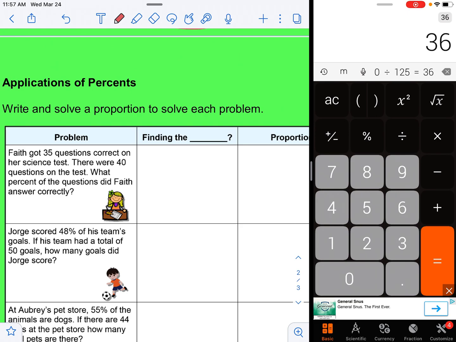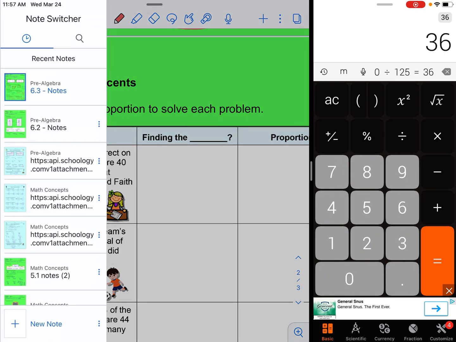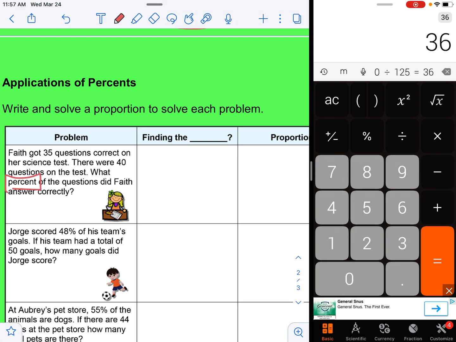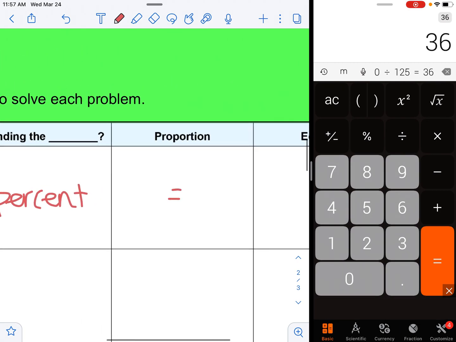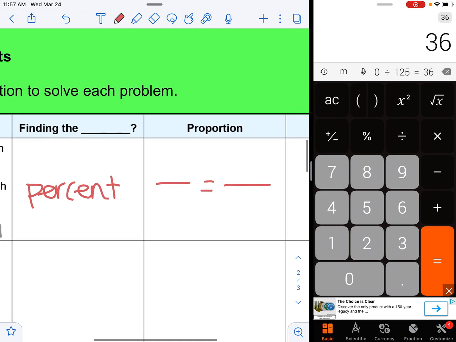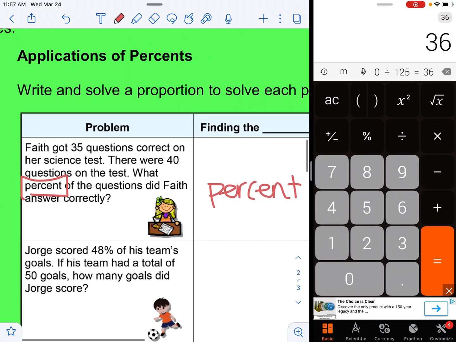Alright, so let's figure out what we're finding. Are we finding the part, the whole, or the percent? Right, it tells us, we are finding the percent. What percent of the questions did Faith solve correctly? So, this is what we put in this box. We are finding the percent. Okay, now in our second box, we're writing our proportion. Well, we know we're finding the percent, and percent goes in the second fraction up at the top. And we know the percent is always over 100, so we can go ahead and fill that in right away.